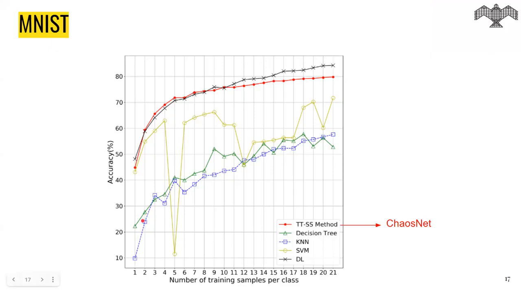No. So here, the x-axis is the number of training samples per class. So basically from each class, I'm taking one sample for training and testing on the 10,000 test cases, the total data. So this is on a test set that it has not seen before. Yeah, it has not seen before, exactly.